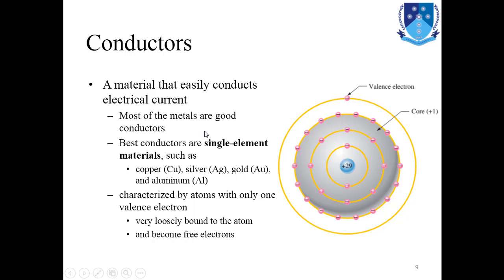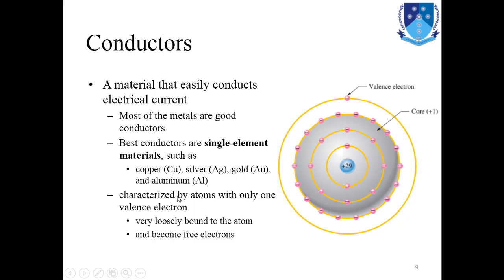On the other hand, materials that easily conduct electrical current are known as conductors. Most of the metals are good conductors. The best conductors are normally single element materials such as copper, silver, gold, aluminium, etc.